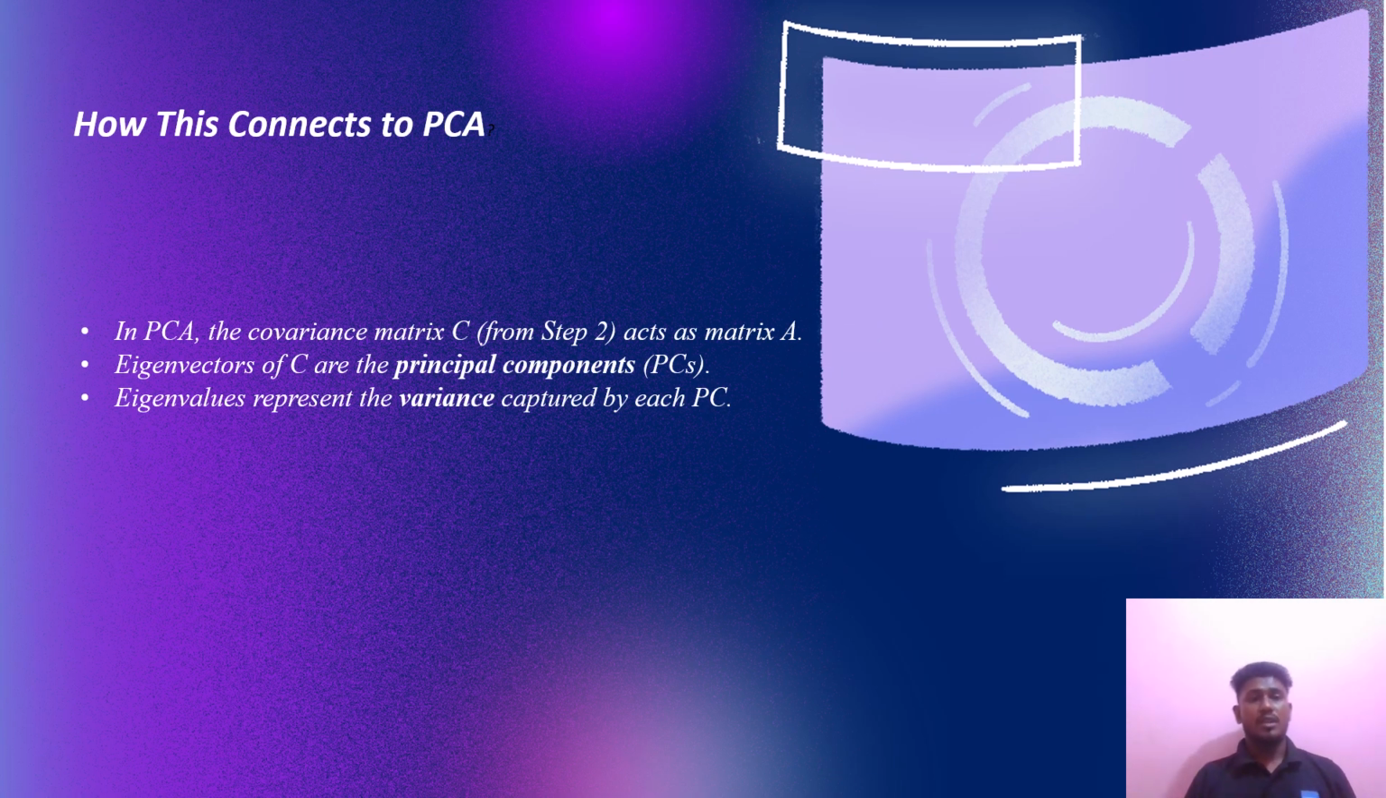Well, now we see how this connects to PCA. In PCA, the covariance matrix C from step 2 acts as matrix A, the eigenvectors of C are the principal components, and the eigenvalues represent the variance captured by each principal component.